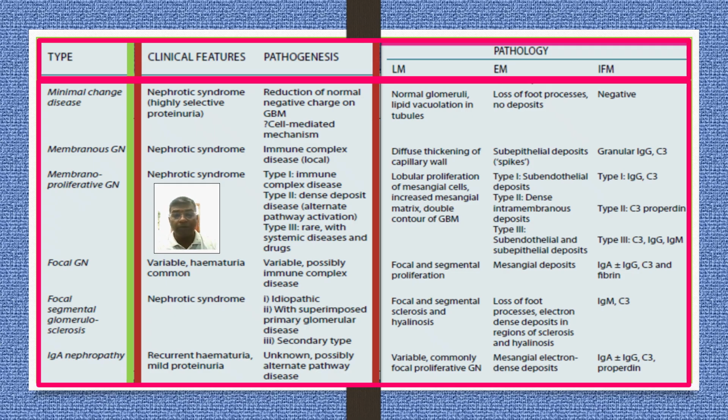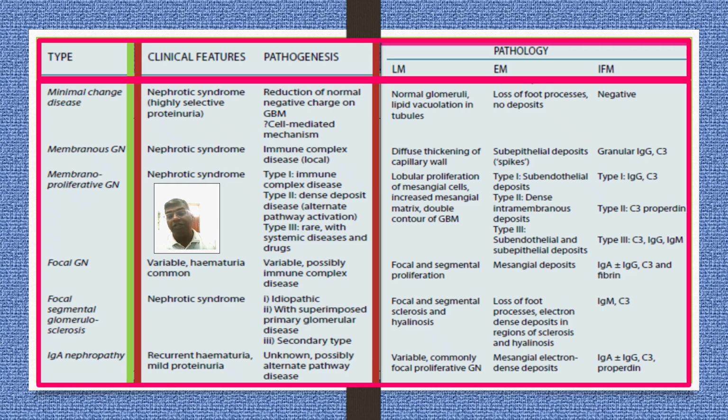On light microscopy, there will be lobular proliferation of the mesangial cells, and there will be increased mesangial matrix. And if you observe, there will be double contour of the glomerular basement membrane, which is a characteristic feature of MPGN. So double contour of glomerular basement membrane is seen in membranoproliferative glomerulonephritis.